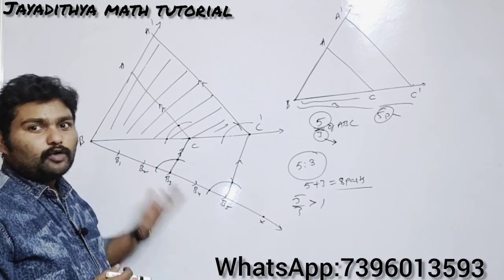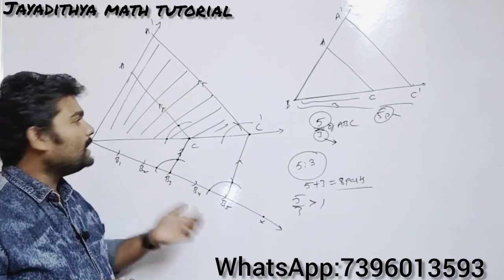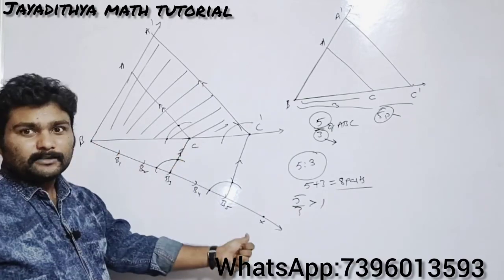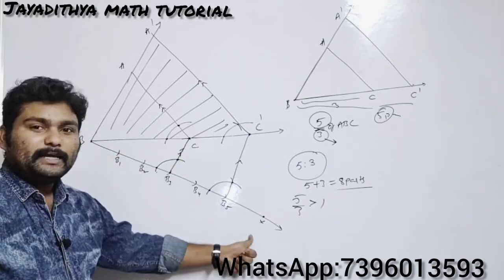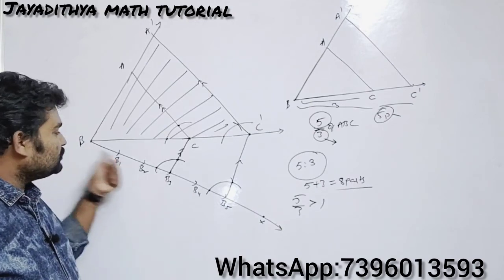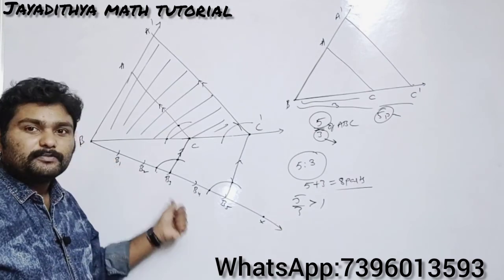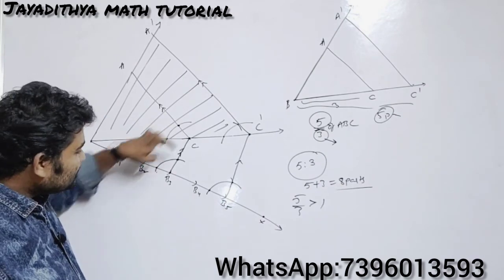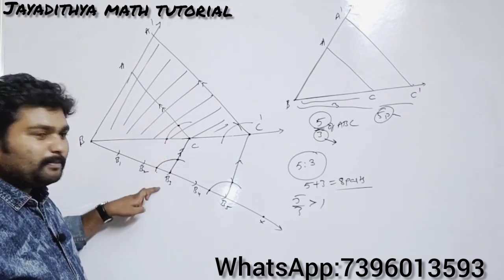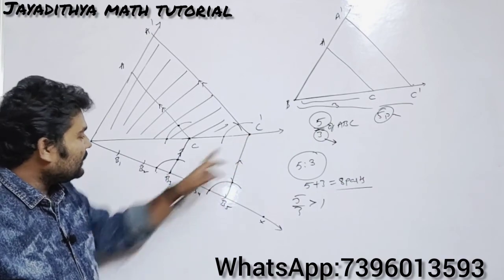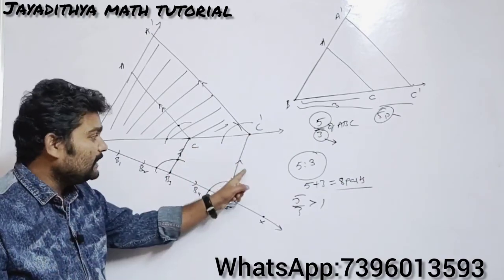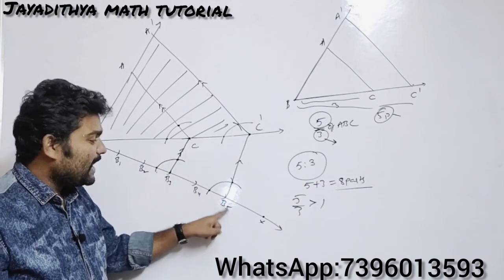So, construction steps. How to write construction steps? Whatever you have done, you write as this. Draw a triangle ABC. After that, draw an acute angle CBX. Mark the points on BX such that B B1 is equal to B1 B2 is equal to B2 B3 is equal to B3 B4 is equal to B4 B5. After that, join C and B3. Then draw a parallel line to B3C at B5.